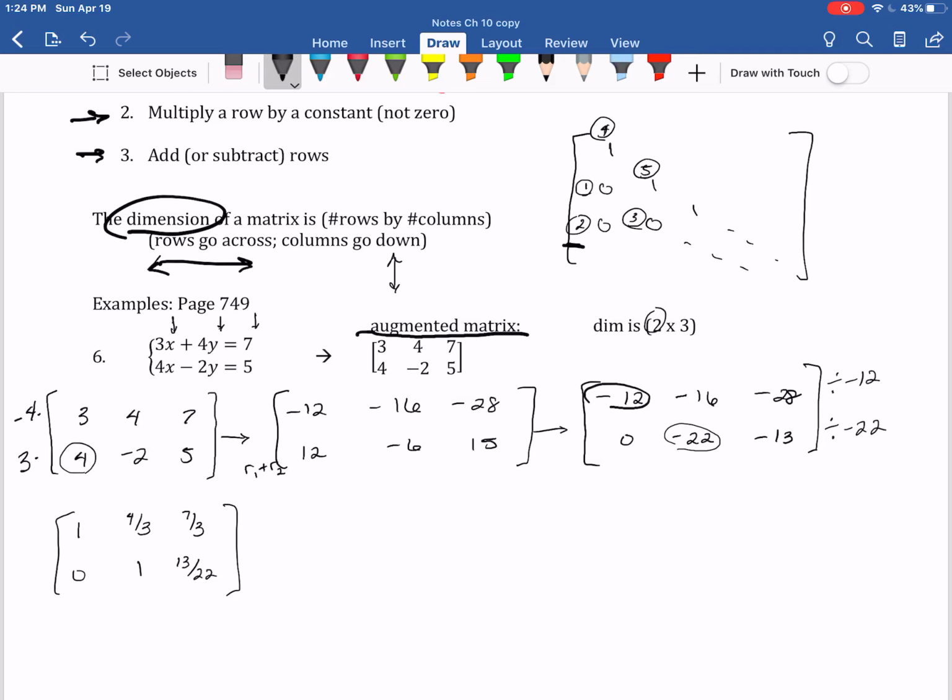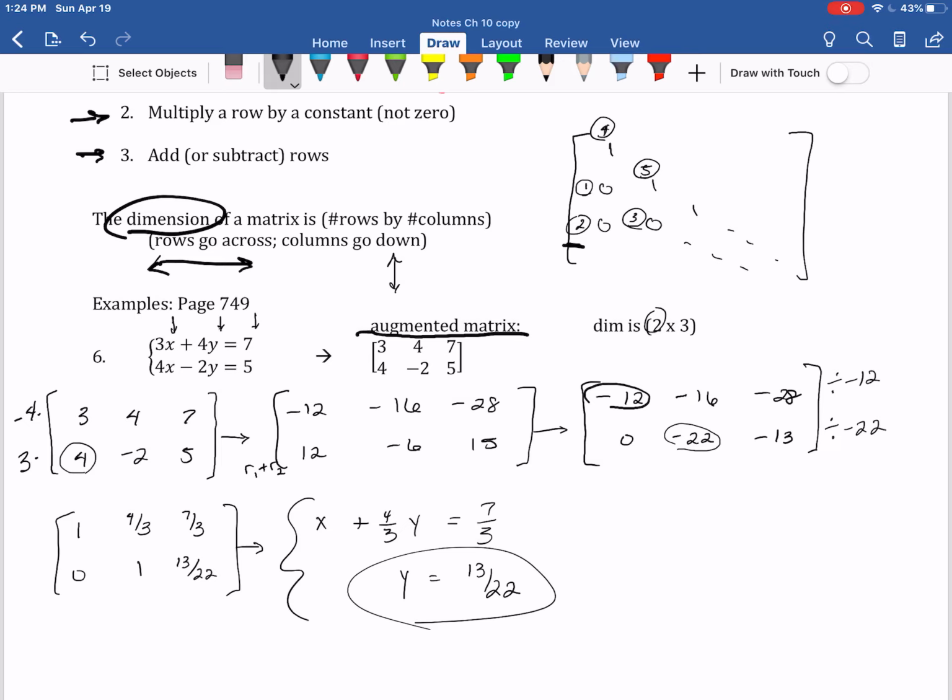You can rewrite your matrix as a system of equations. The top equation will say 1 times x plus 4/3 times y is equal to 7/3. The bottom line is no more x's. 1 times y is equal to 13 over 22. Now you can see how convenient this all was, and now worth your time because you know the value of y is equal to 13 over 22.